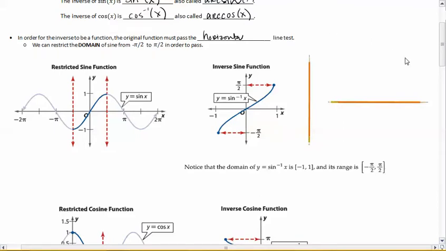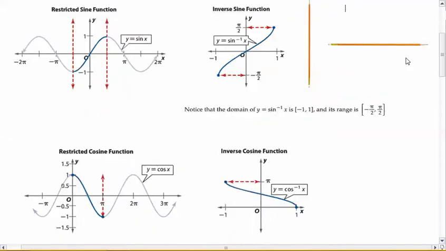And if we wanted to talk about the domain and range of this, we notice that the domain of y equals sine inverse of x is from -1 to 1, because that was our range for the standard sine function. And our range for this is from -pi/2 to pi/2.